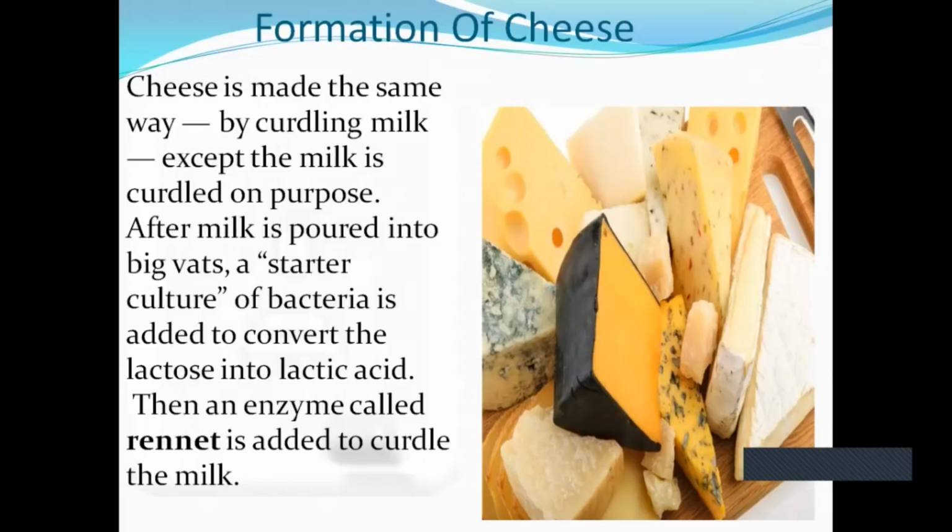Yes, the picture is very yummy. It's about cheese, right? The second important use of microorganisms to humans is the formation of cheese. I think everyone is imagining a cheese pizza now, right? Cheese is made the same way by curdling the milk, except the milk is curdled on purpose. After milk is poured into big vats, a starter culture of bacteria is added to convert lactose into lactic acid. Then an enzyme called rennet is added to curdle the milk.